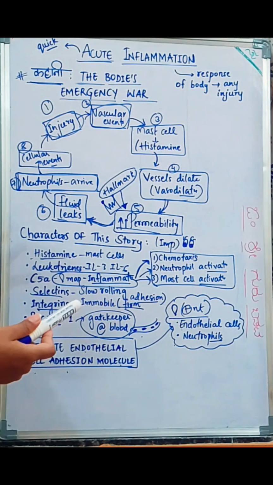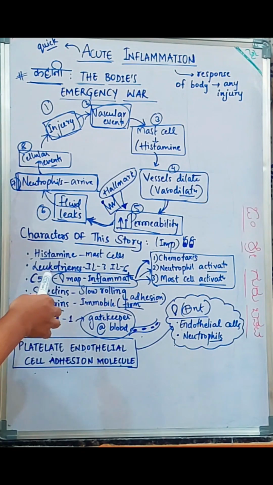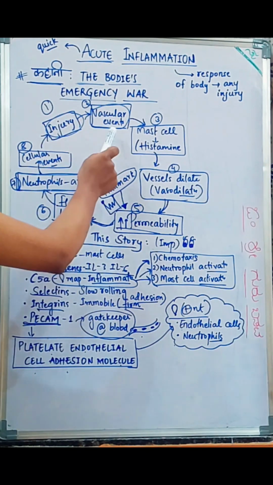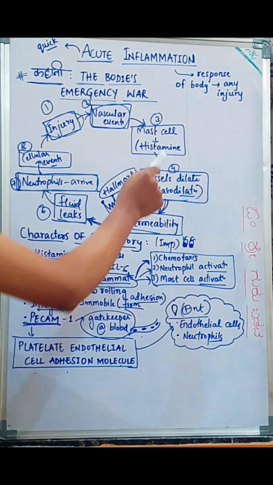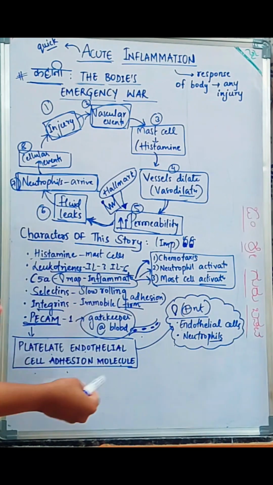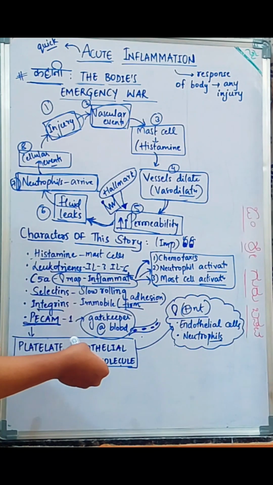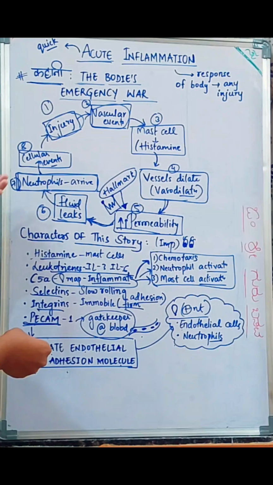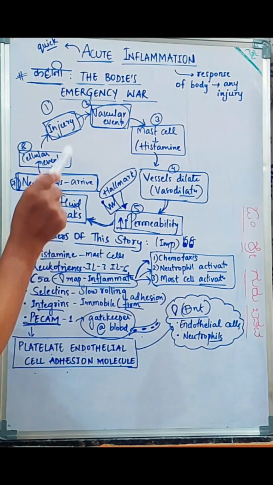It's the body's emergency war. So acute inflammation is the body's emergency war where a cycle of events takes place. That cycle we'll study now. Whenever there is injury to the body, the vascular events take place. In the vascular events, the mast cells release histamine, and the histamine helps in the dilation of the blood vessels and causes vasodilation. Whenever there is vasodilation, there is increased permeability. Due to increased permeability, there is fluid leakage, and whenever there is fluid leakage, the neutrophils arrive at the site of the injury and start the cellular events. So this is how the cycle goes.